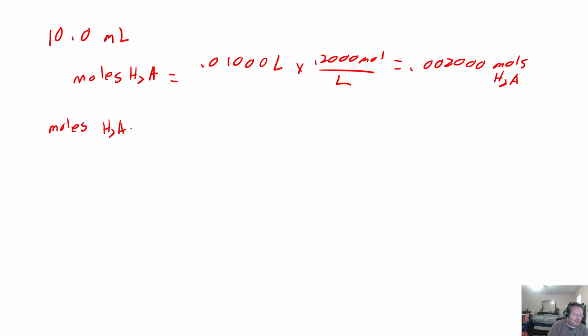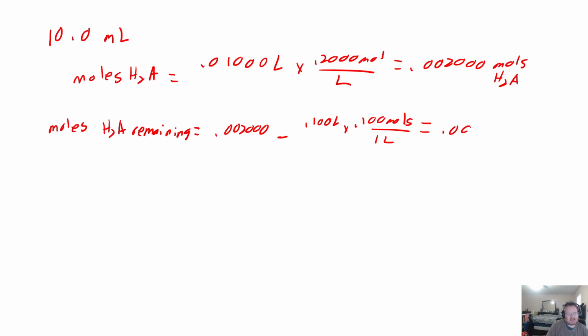So, moles of H2A remaining. Well, we know what we started with: 0.002000 moles, and then every molecule of sodium hydroxide removes one of these. So I'm going to subtract the number of moles of sodium hydroxide, since it's a 1-to-1 reaction. We've added 10 milliliters, and it is 0.1 molar. And so when you do that, I've used up exactly half. So 0.00100 moles of H2A remain. So that's how many moles of H2A we have left.